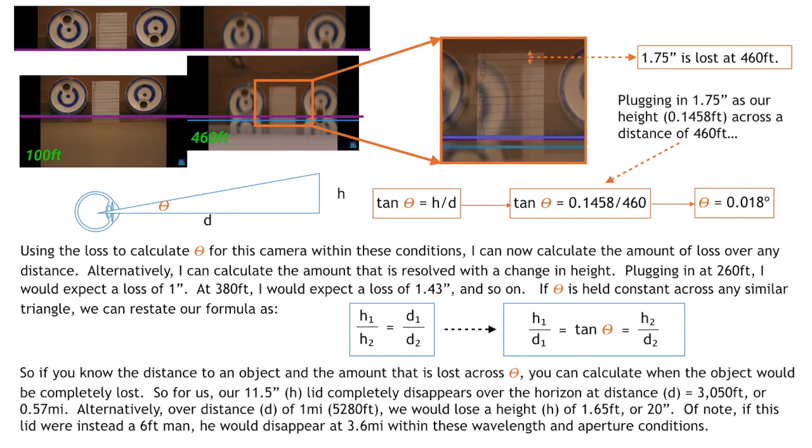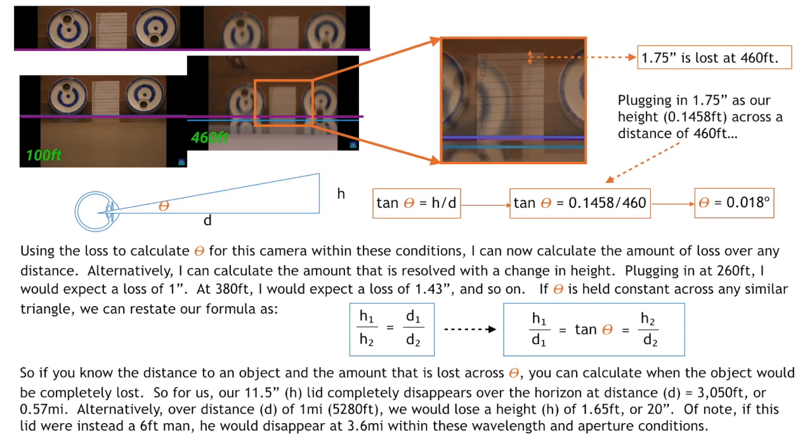Plugging in at 260 feet, I would expect a loss of about 1 inch. At 380 feet, I would expect a loss of 1.43 inches, and so on. If theta is held constant across any similar triangle, we can restate our formula as h1 over h2 equals d1 over d2, right? And those ratios could correspond to one another across tangent theta as h1 over d1 equals h2 over d2. So if you know the distance to an object and the amount that is lost across theta, you can calculate when the object would be completely lost.